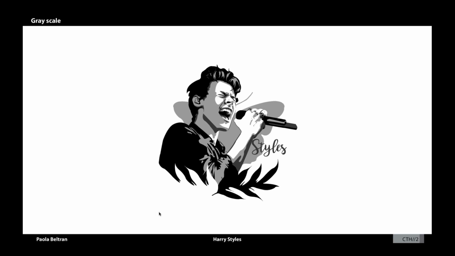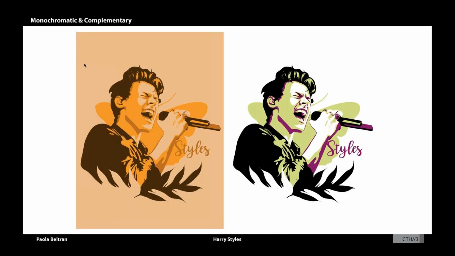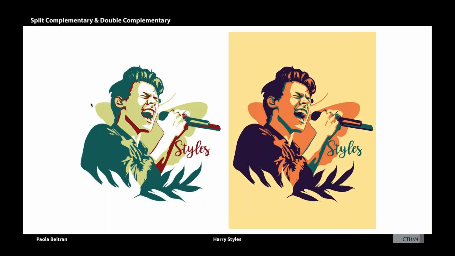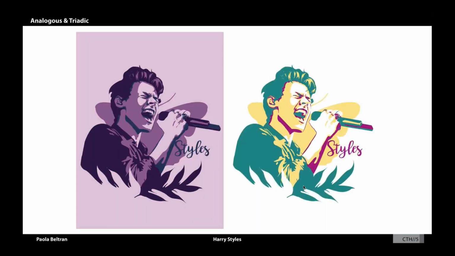And then once you get the grayscale finished, you're going to convert it into colors. So a monochromatic version, which is 4 colors with no black, no white. A complementary version, which is 2 colors plus black and white. Split complementary, 3 colors plus either black or white. She chose white. Double complementary, which is 2 sets of complements, no black, no white. Analogous, which is colors that are next to each other on the color wheel. And triadic, 3 colors plus either black or white. She chose white.